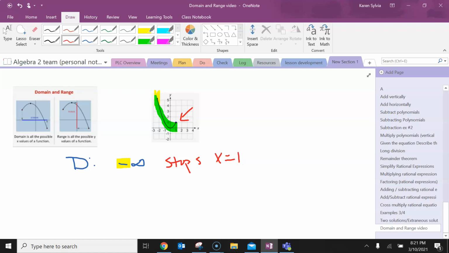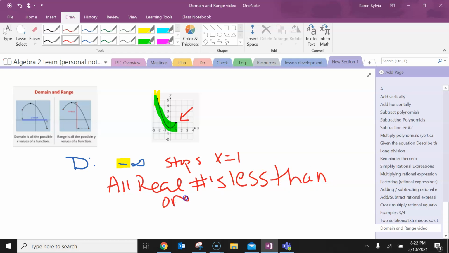And it ends there. So the description would be all real numbers less than or equal to 1.